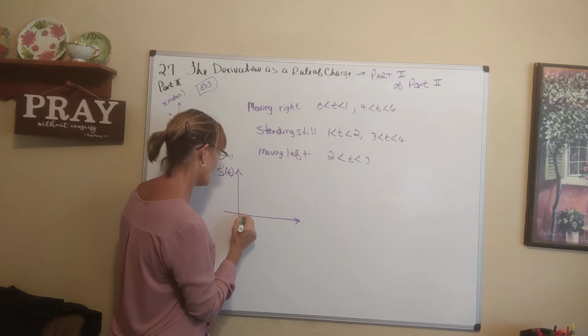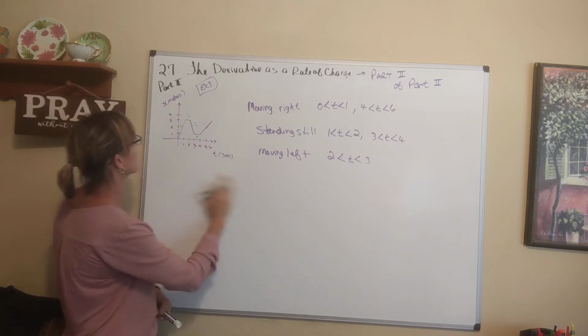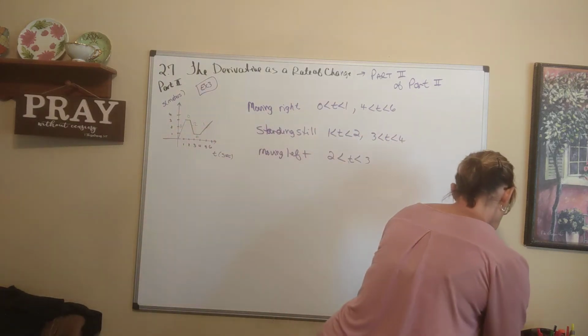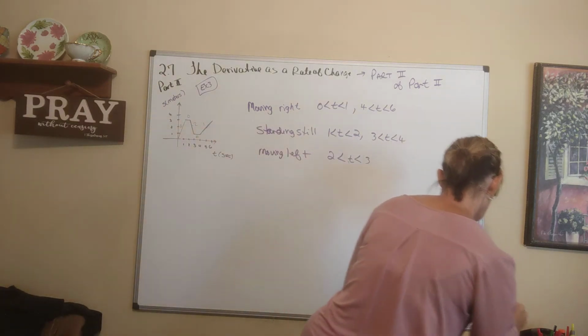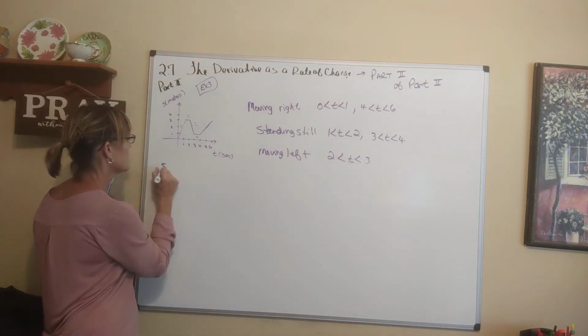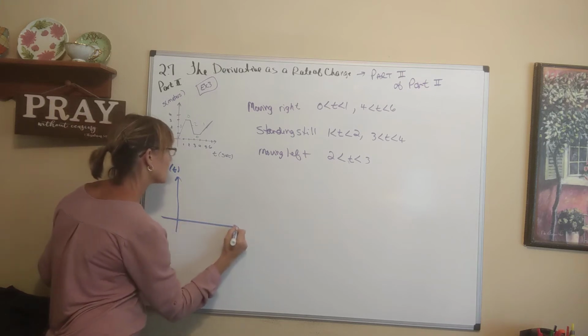Let's do it right underneath. That would be more interesting. Let me do it not beside it. Let's do it right underneath it. So here is the graph of the velocity. Let me make it blue. This will be the velocity, s prime of t. Right here. Okay, so let's see.